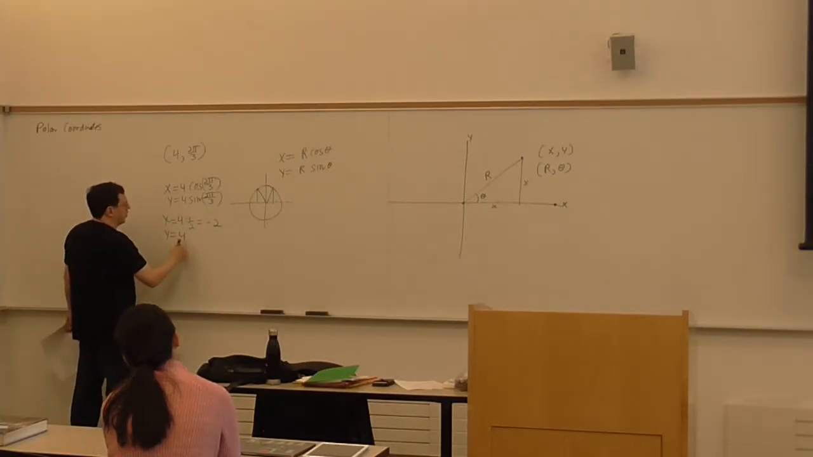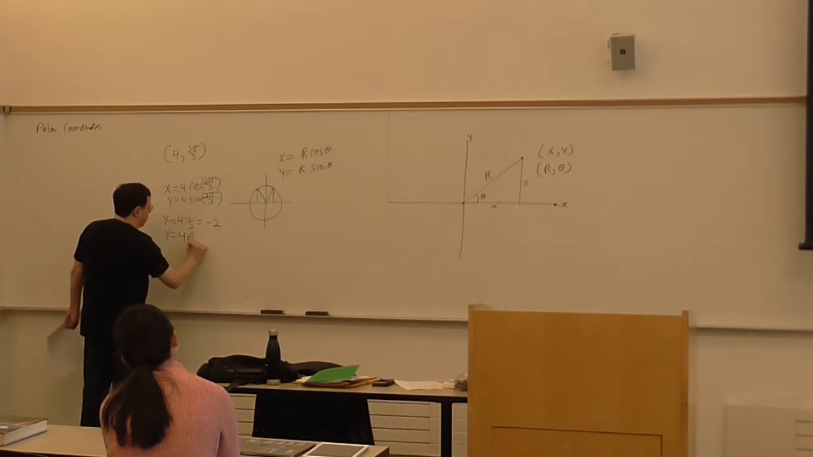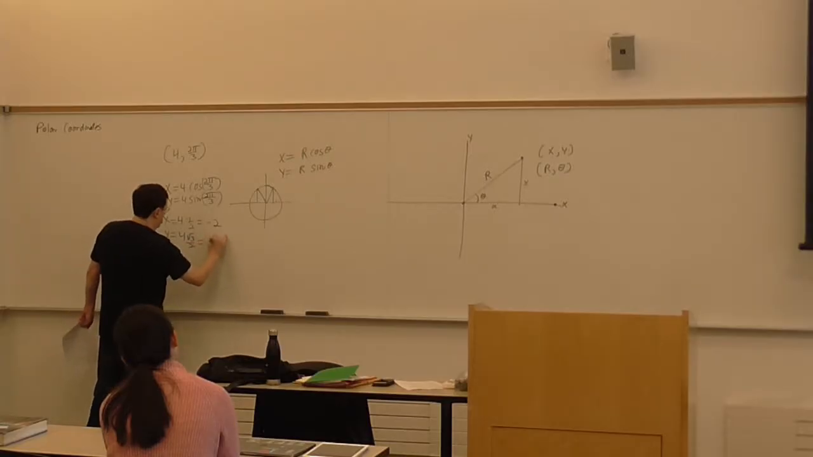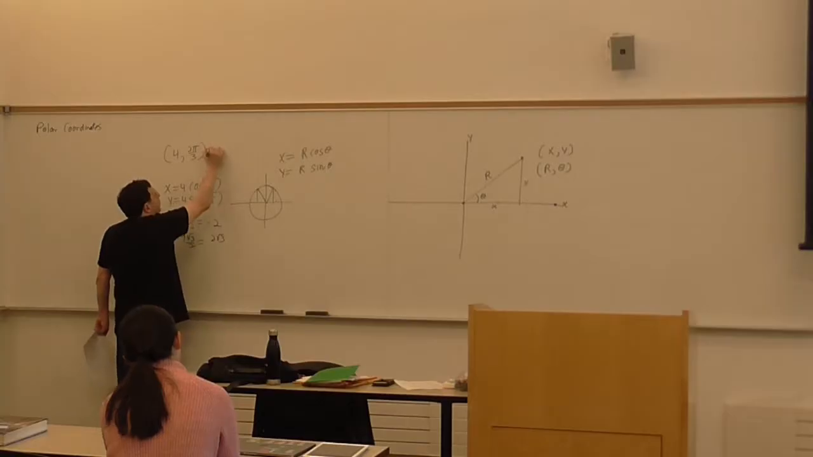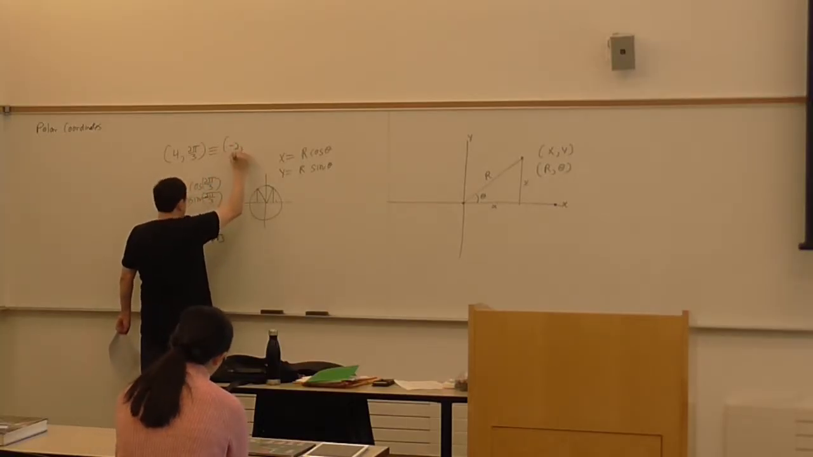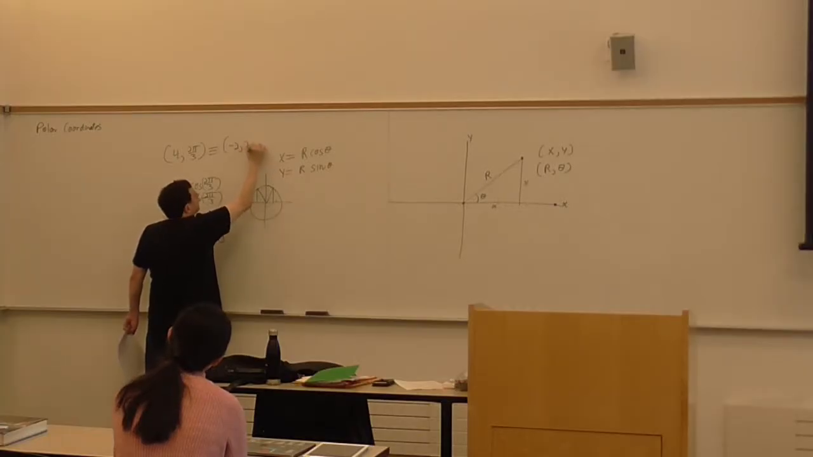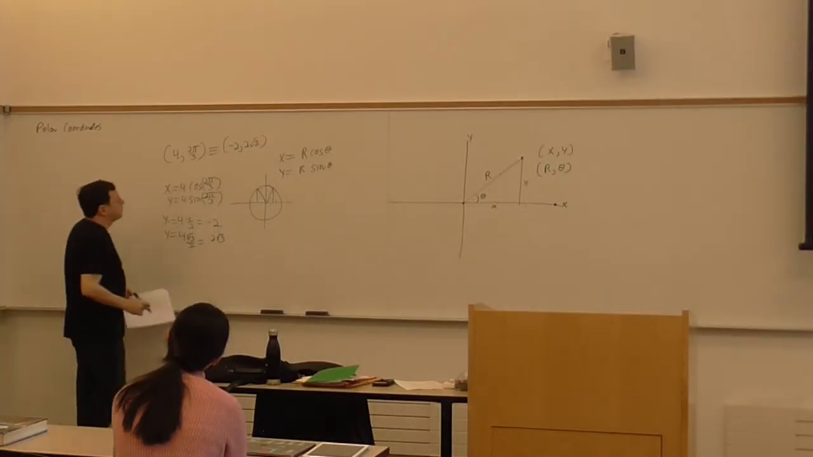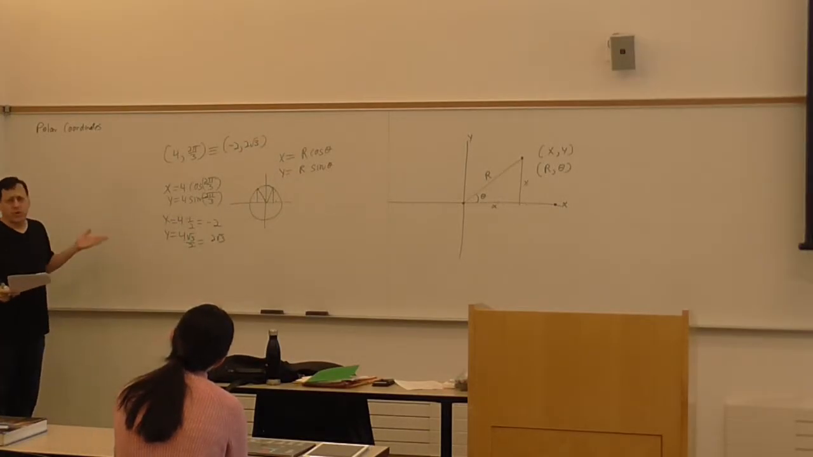And the y coordinate is going to be 4 times the sine of pi over 3, which is square root of 3 over 2, or 2 times the square root of 3. So this is equivalent to minus 2, square root of 3. All right. So that's how you convert in one direction.